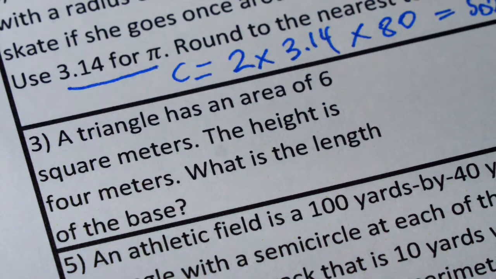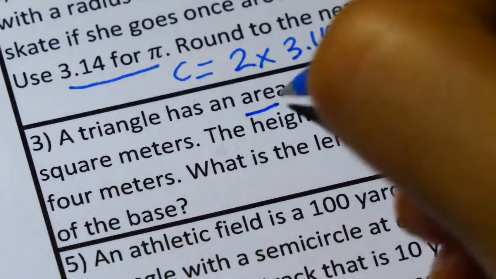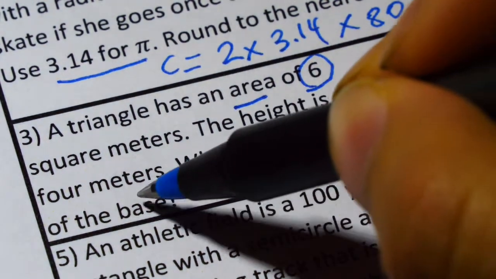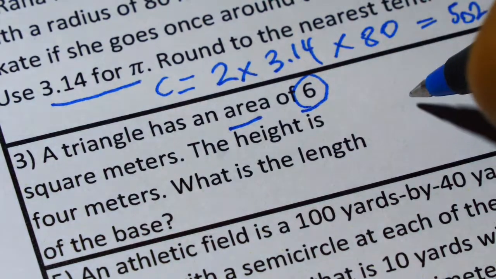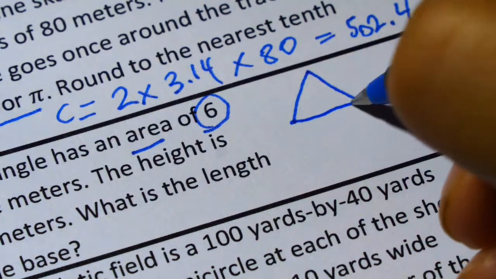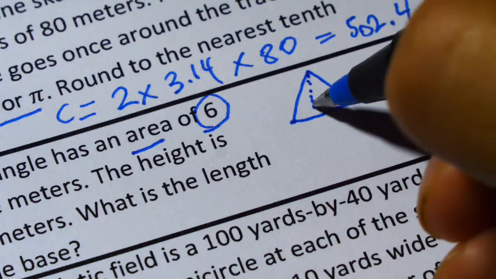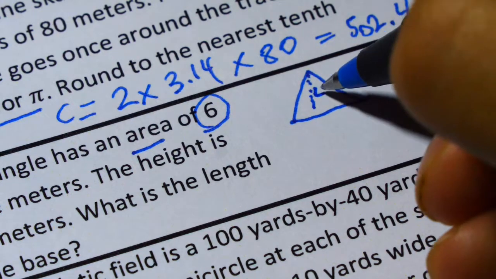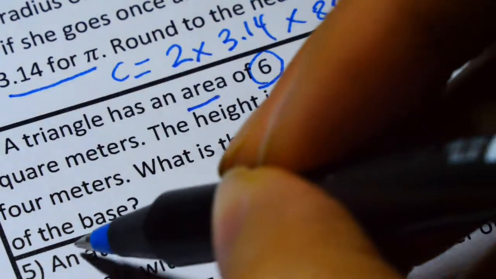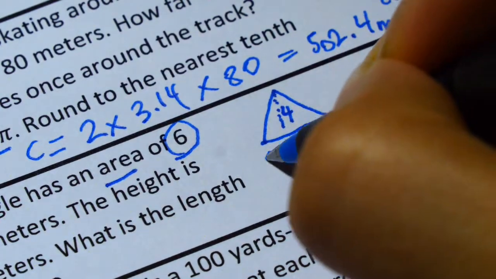Question 3. A triangle has an area of 6 square meters. Okay, so the area is 6 square meters. The height is 4 meters. So let's draw this triangle here. The height is 4 meters. What is the length of the base? We need to find this base here.